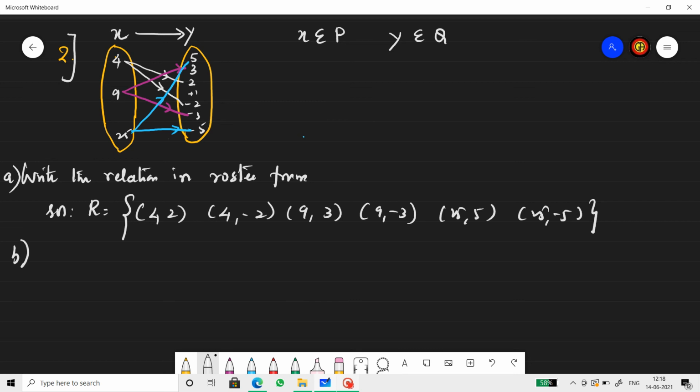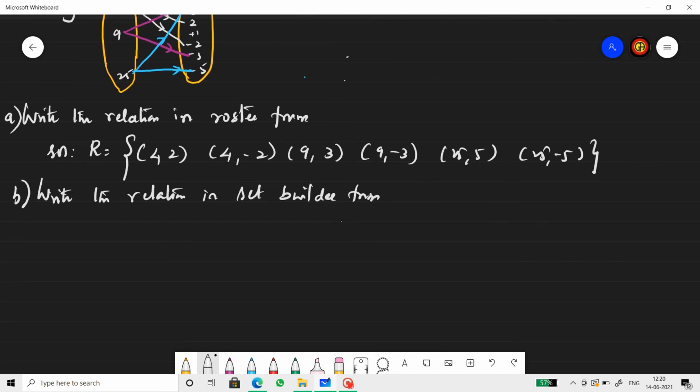Now, if we need to write the relation in set builder form, write the relation in set builder form.